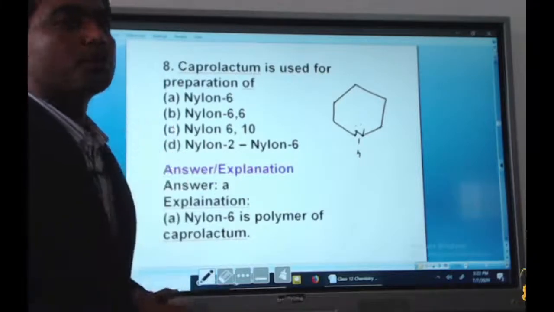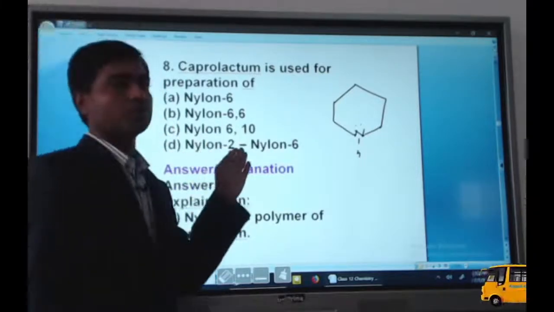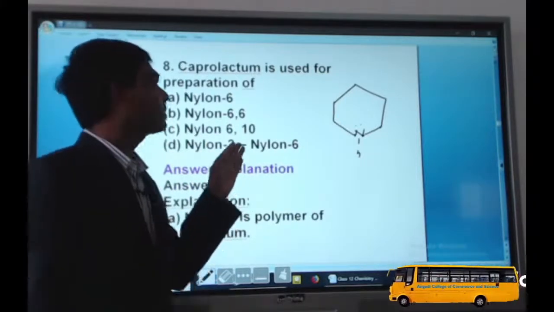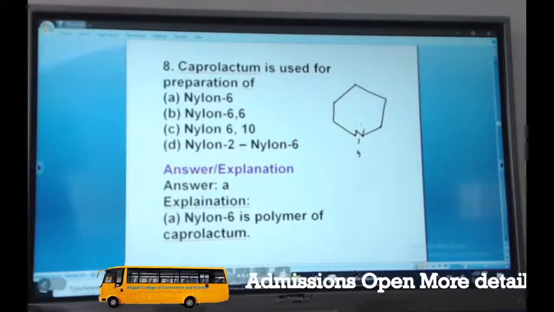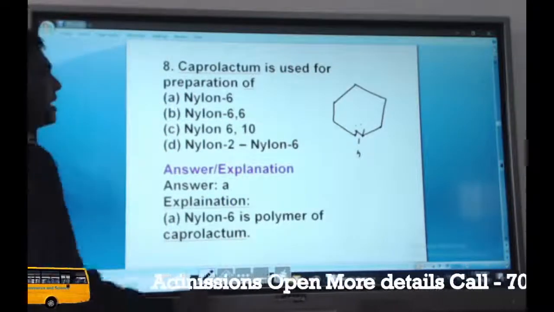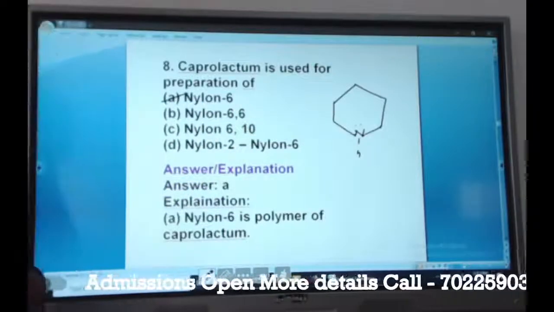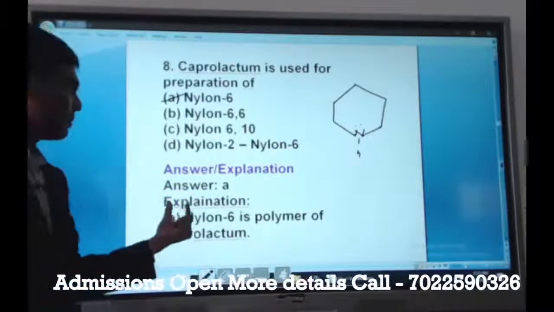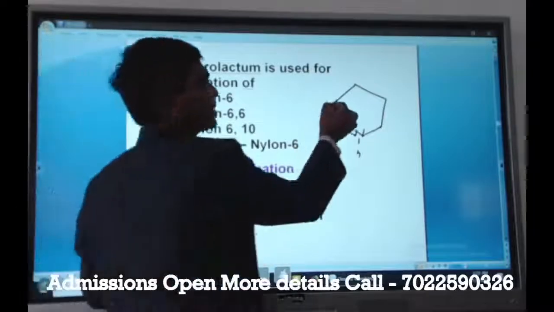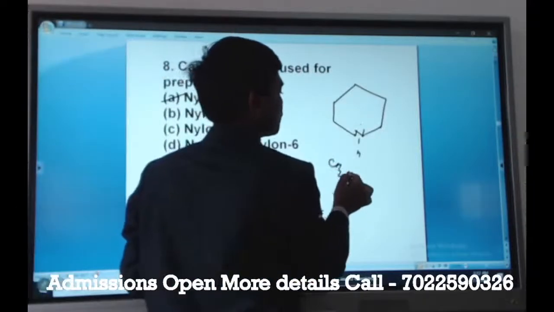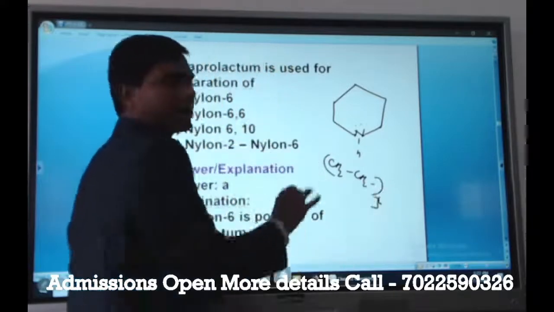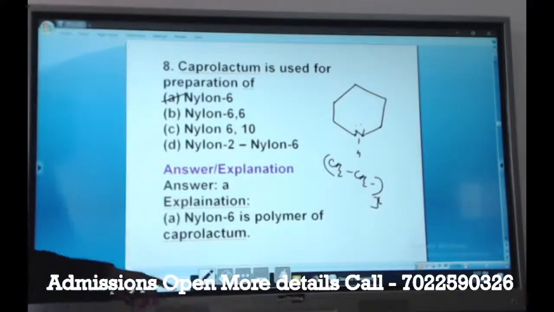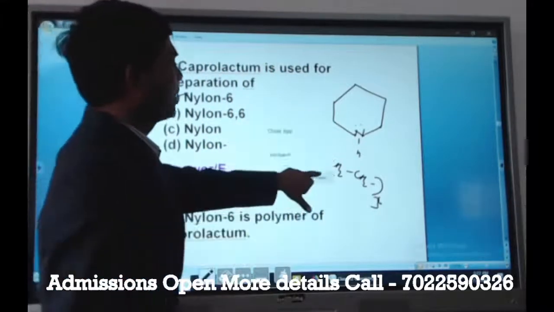First, you can remove the two options, third and fourth, which are biodegradable polymers. The answer may be between A and B, but you know that B is made up of adipic acid and hexamethylene diamine. The answer is nylon 6. How? Take that compound and you can open the chain. You will get CH2 double bond CH2 like this, 6 times, 3 times. That time you get the compound which is called caprolactam. Next question.